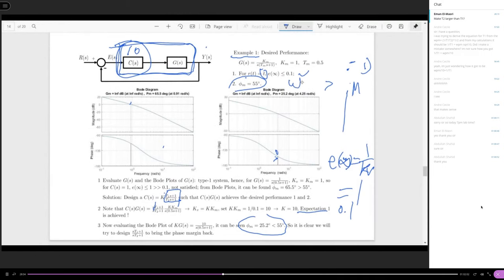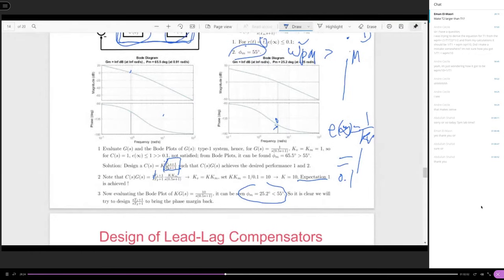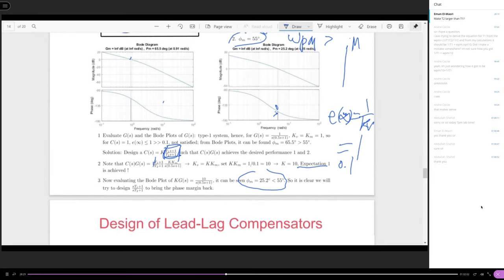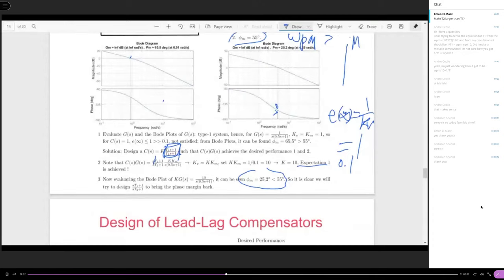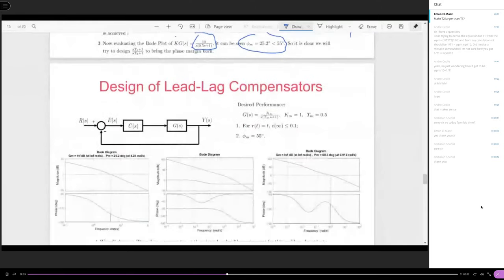I don't have the omega PM, the crossover frequency requirement. So I really don't care about where the crossover is going to be. I just need my margin back. At the same time, I don't want to decrease the K, so we're going to just leave the K with the G. So when we design the T1 S plus 1 over T2 S plus 1, we are actually going to have a new plant model. And this new plant model is what? It's 10G.